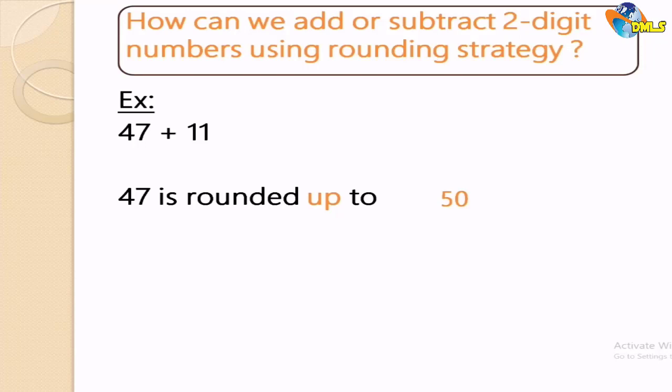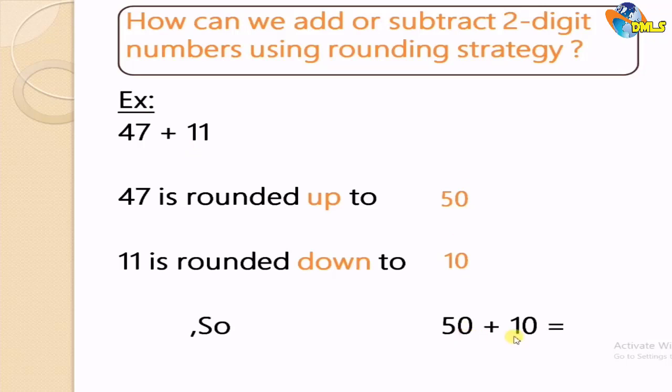Yes, 50. The second number, 11. We will round it to the nearest 10. So of course we will look at its neighbor, which is ones. The ones here is 1. 1 is a weak digit. So of course 11 is rounded down to be 10. After rounding the two numbers, we will add them because here I find plus. So I will add them. 50 plus 10 of course equals 60.